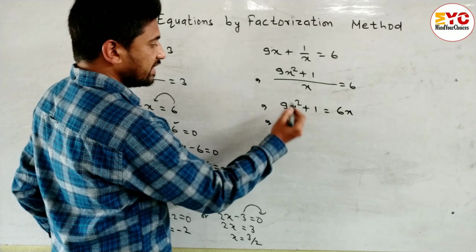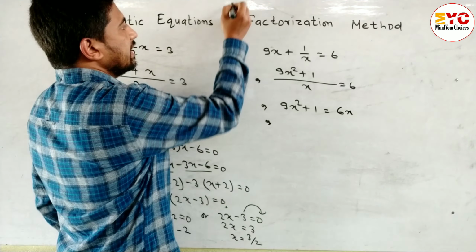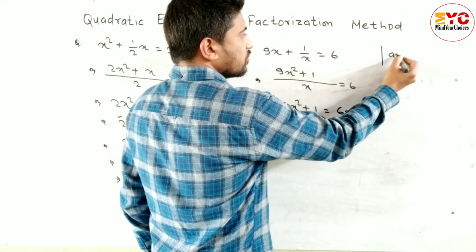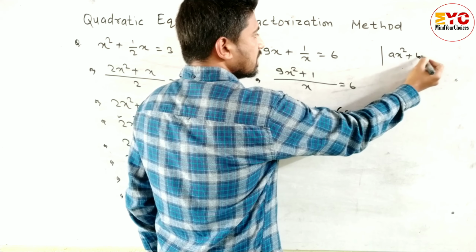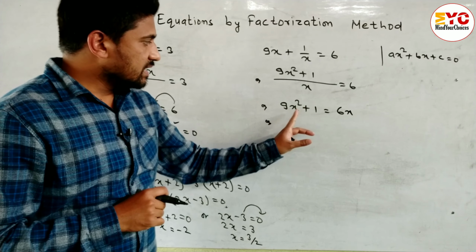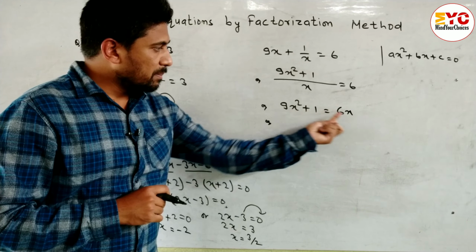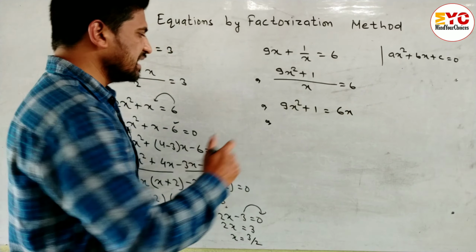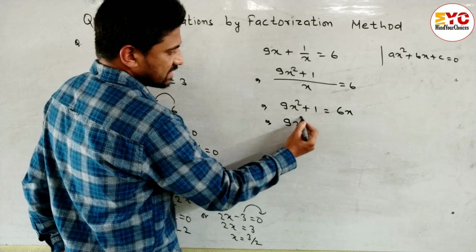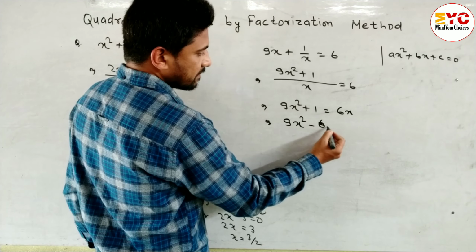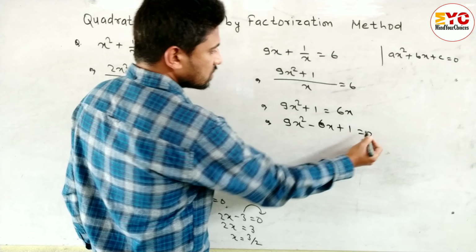Now we have to arrange it in the form of ax square plus bx plus c is equal to 0. In a quadratic equation, always we have to convert to the form ax square plus bx plus c is equal to 0. Always. Now you can see here, bx is on the right side, so first we bring this bx to the left side. So we write 9x square, here it is plus 6x, so we write minus 6x plus 1 is equal to 0.